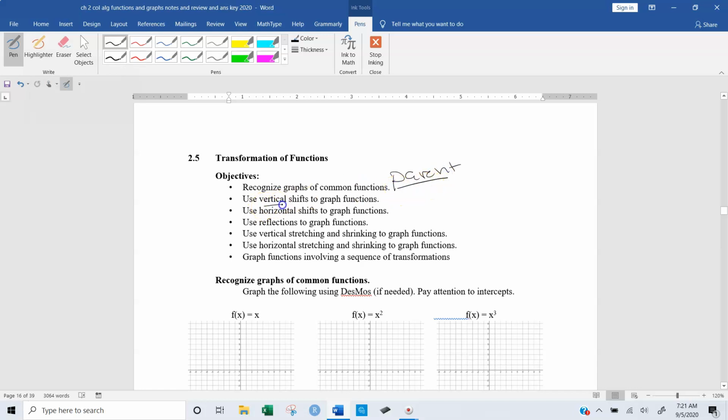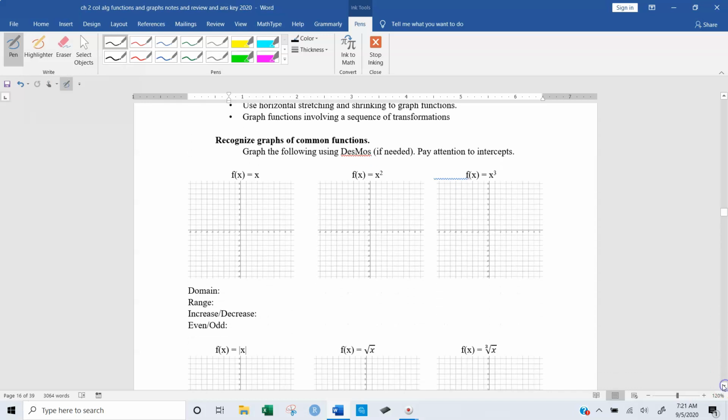Your vertical shifts, so when you move left and right. Horizontal, when do you move up and down. Reflections, when do you flip over the x-axis. Vertical stretching and shrinking to graph functions. Your horizontal shrinking and stretching. And then your sequence of transformations. So here we go. Some of these I do a little differently because I think they're easier.